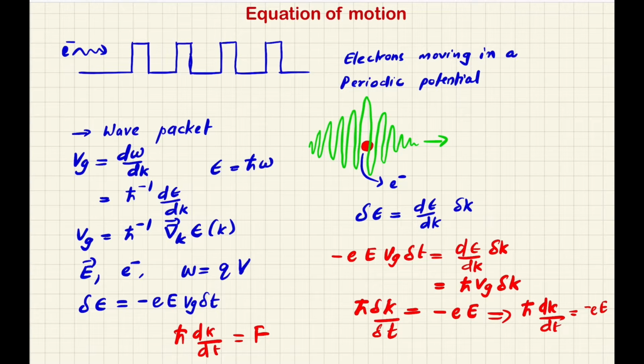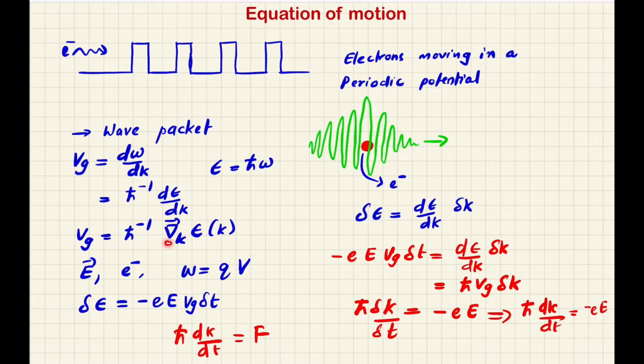So there are lots of waves, each of them having a wave number very close to the value k. Now when we talk about the wave packet, we look at the group velocity of the wave, which is given by d omega by dk, and you also know the energy of the wave packet, which is h cross omega. Using this expression you can substitute for omega, which will give you h cross inverse d epsilon by dk. Now you can also write this in a slightly different way, which is h cross inverse gradient in k of epsilon k.